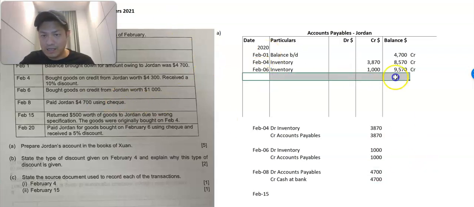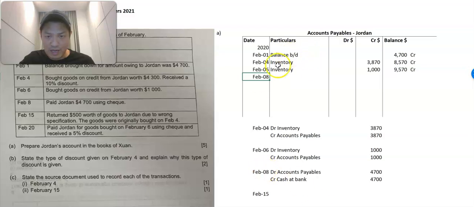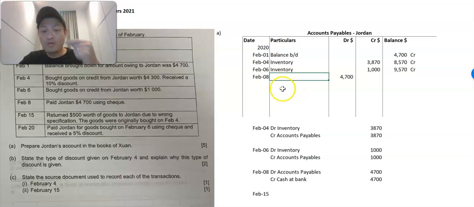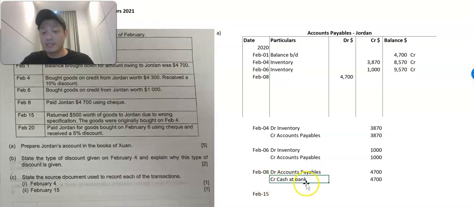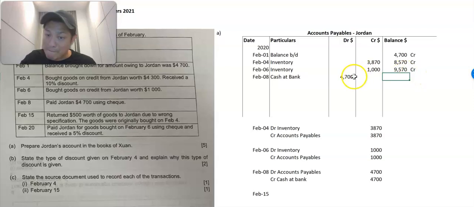$4,700. So how do you put this in the ledger? You put the date first, February 8th. You put the amount on the debit side because you debit accounts payable 4,700. So I put it in here. What do you put in the particulars? You always put the name of the account on the other side of the double entry, and in this case the other side of the double entry is cash at bank, right? So I'm going to put cash at bank in here, and then the balance would be 9,750 minus 4,700, right? Because it's on the debit side and this is a credit nature account, and then the balance will be this amount and it's a credit balance.